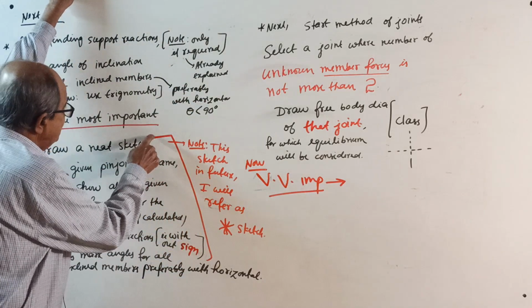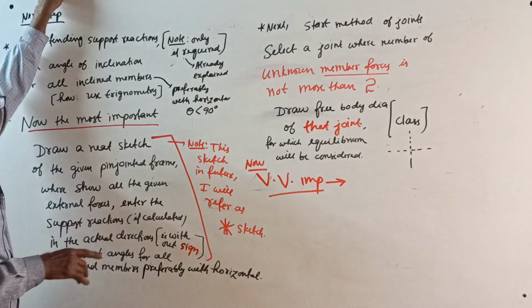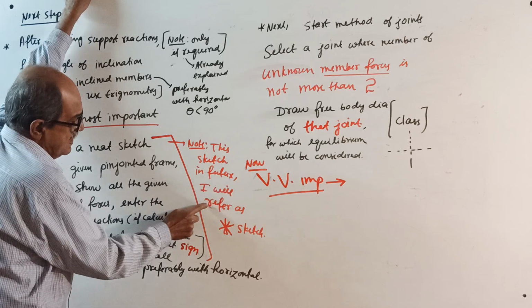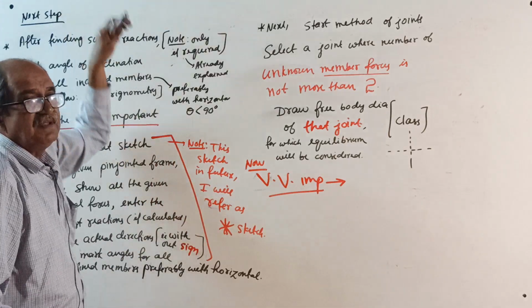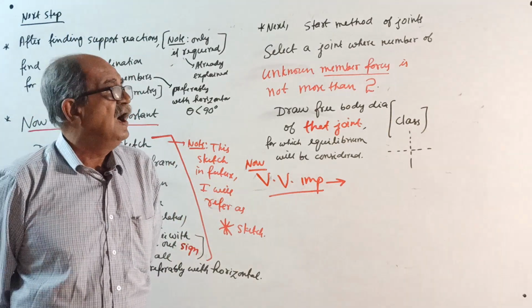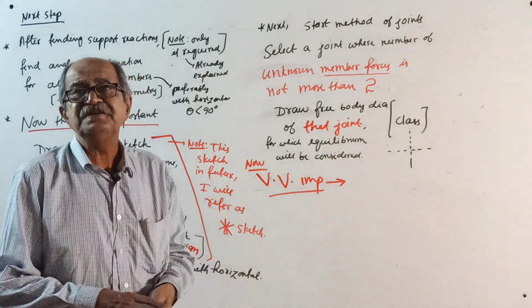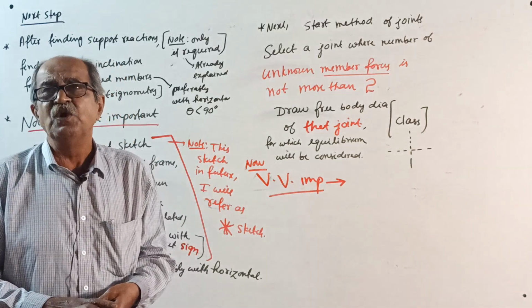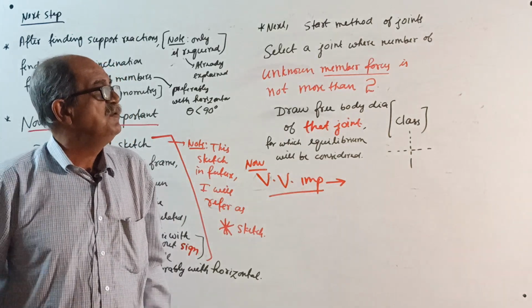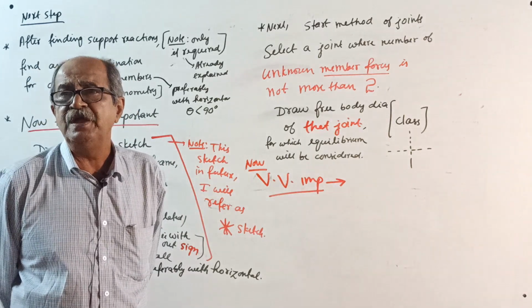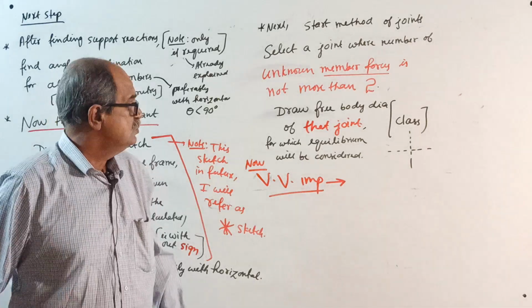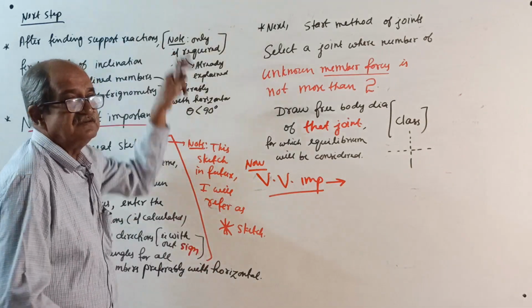Remember, this second sketch, in future, I will consider as a star sketch. From now onwards, I will refer to the second sketch as a star sketch for some questions. Once you get familiarity, I won't write it. Some will tell, sir, this time you forgot to write star sketch. What are you doing? Already 8-9 questions are over. Still you want me to write it. So I will refer to it as the star sketch.